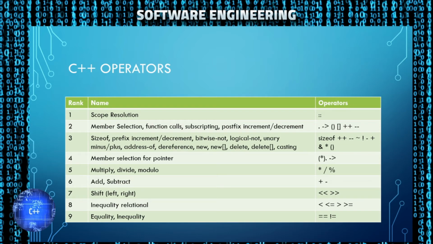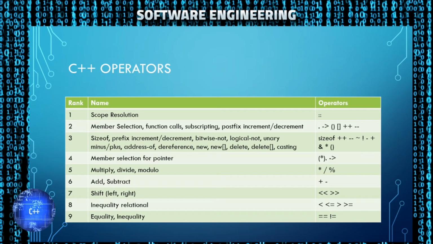In the third row, we have sizeof, which returns the size in bytes of a variable type. You have the prefix increment and decrement that we just talked about. You have bitwise not, which basically flips the bit configuration of the input. So if a bit was 1, it would change to 0. If it was 0, it would change to 1. You have logical not, which flips the logical value of the input. So if it was true, it would become false. If it was false, it would become true.